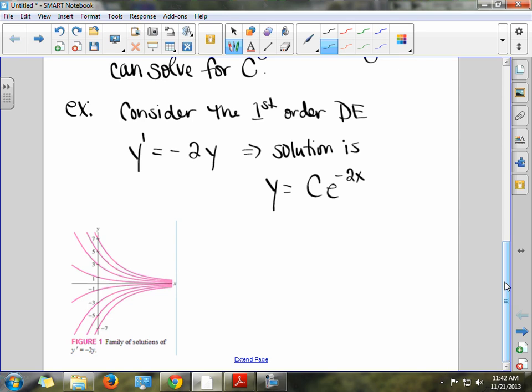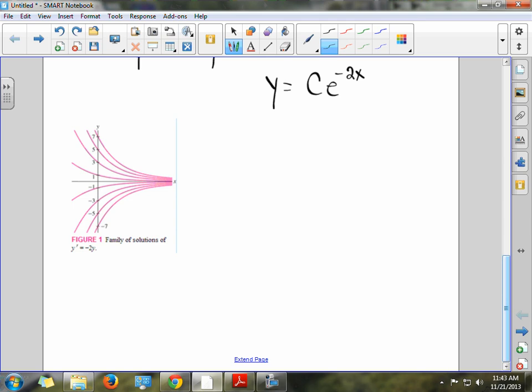So we call this a first order differential equation because it just involves a first derivative. And so our differential equation is y prime equal to negative 2y. Our solution to this differential equation is c times e to the negative 2x. So what I wanted to do is show you guys the graph of all of the possible solutions. This is what we call a family of solutions. And this just represents 8 of them.